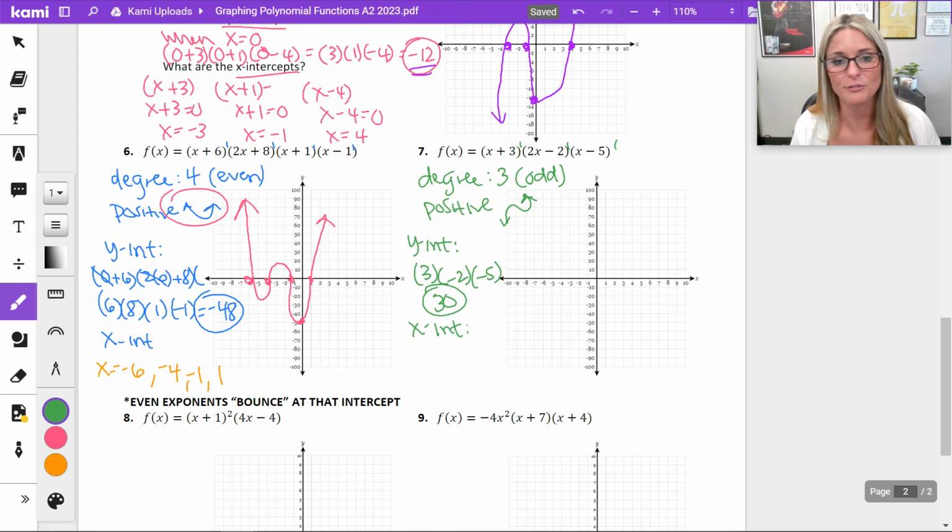X-intercepts, looking at my factored form, I'll have negative 3. On the middle factor there, I'll add 2 to the other side of my equation, divide by 2. I have a positive 1 and positive 5. Let's plot all of those. Negative 3, positive 1, 5, and my y-intercept was a 30.